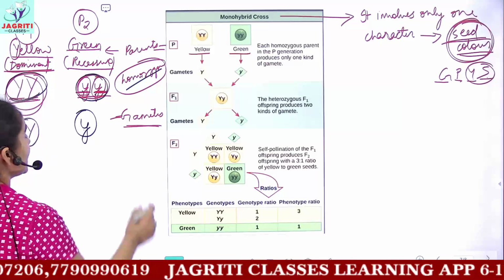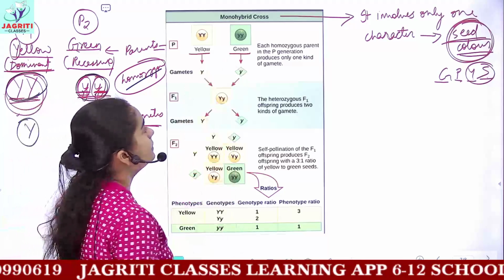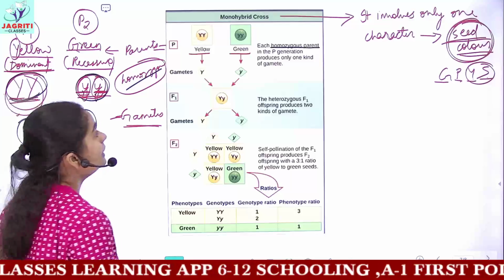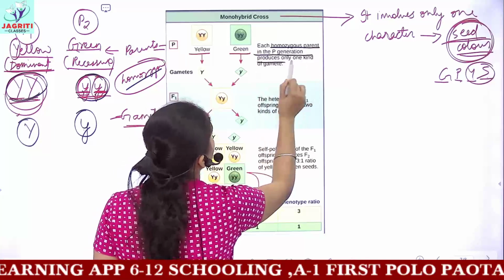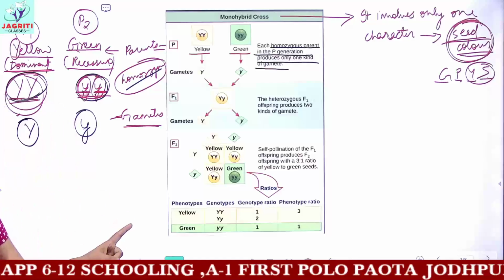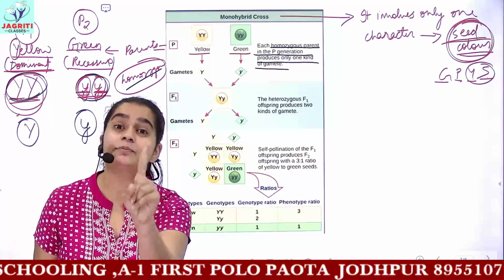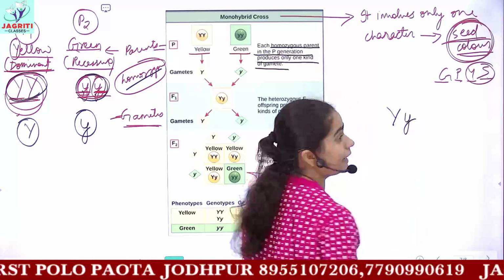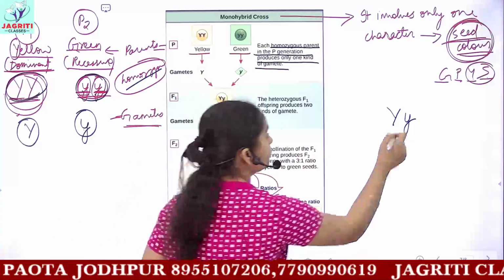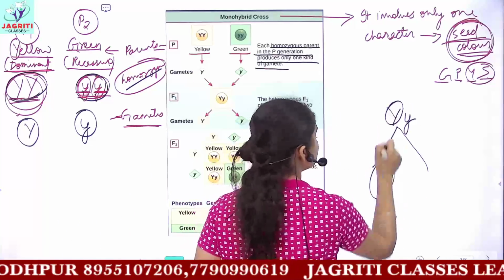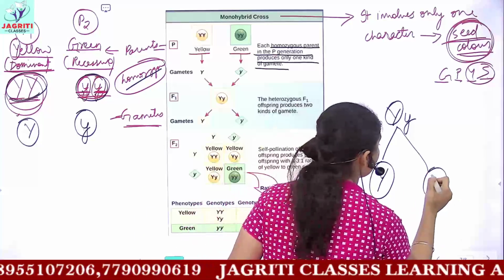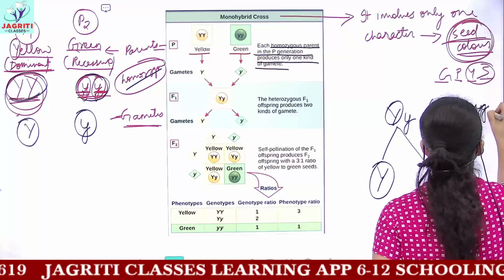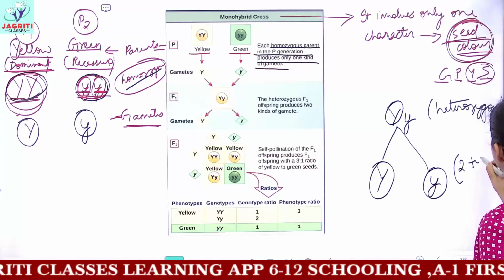Now moving on to the next. Here also the gametes are formed the same way. It is written that each homozygous parent in the parent generation produces only one kind of gamete. Why? We have already seen that from a homozygous parent only one kind of gamete is formed. If you had a heterozygous parent, let's suppose capital Y and small y, then two gametes would form. Some gametes will receive the allele capital Y, and the other type will receive the allele small y. So if you have heterozygous alleles, then you have two types of gamete.